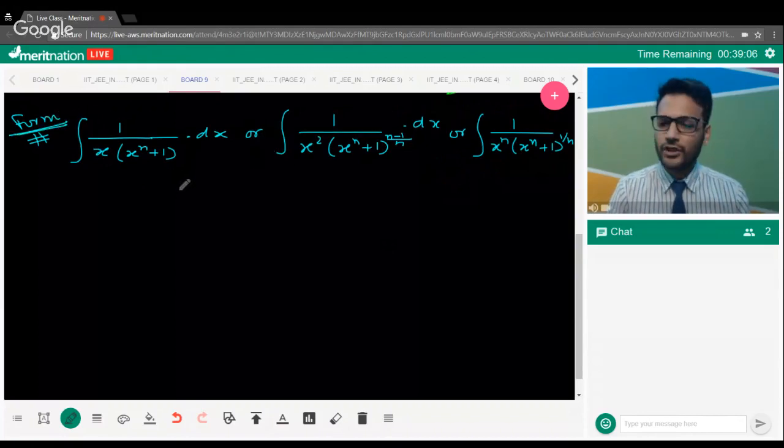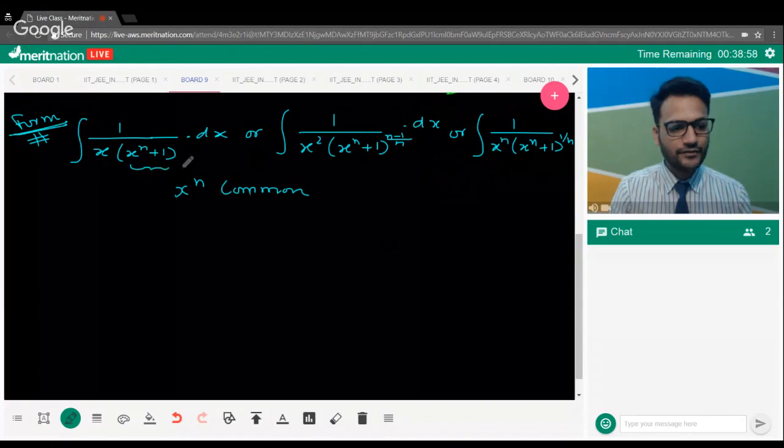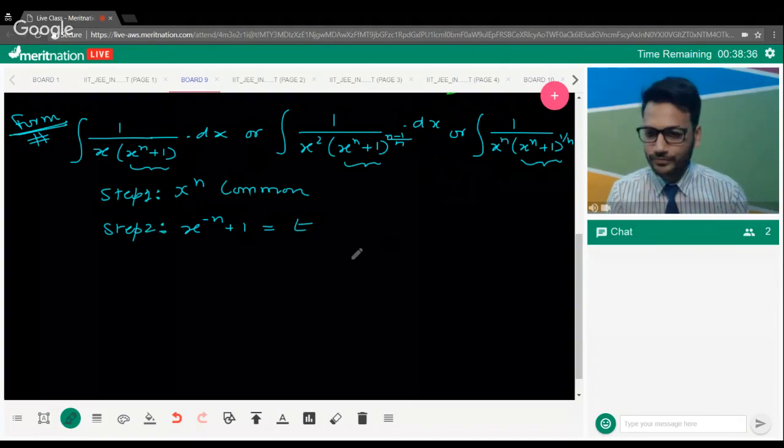In all such forms, what do we need to do? We'll take x to the power n common from the bracket. So from each of these brackets, we'll take x to the power n as common. And then what will we have? In the bracket, we'll be left with x to the power minus n plus 1. We'll assume this to be some t. So step 1, and this will be the second step. Thereafter, you'll get to know what to do, right?